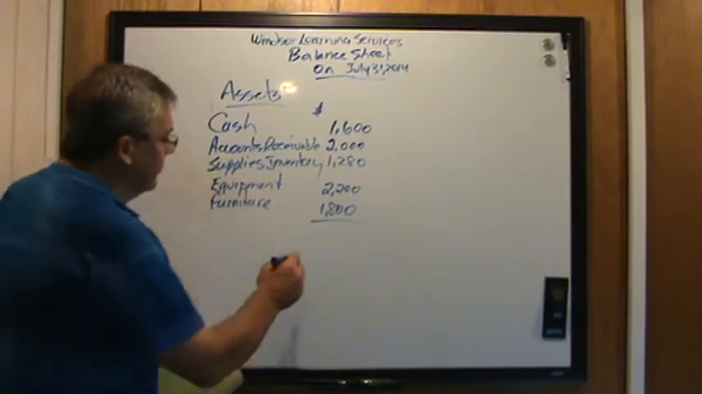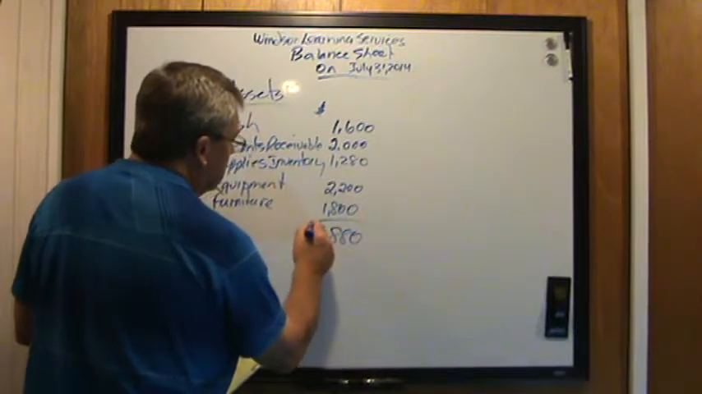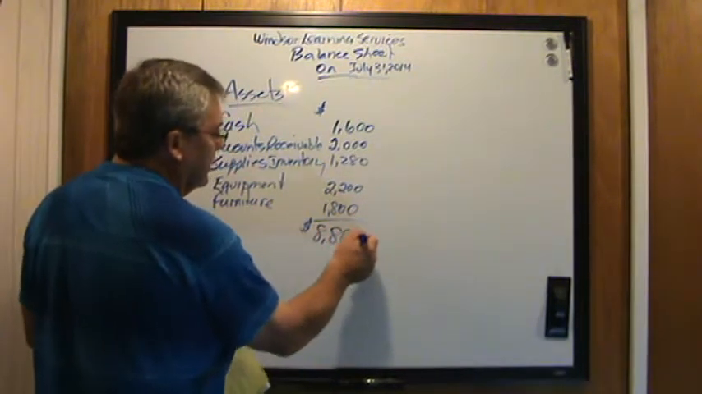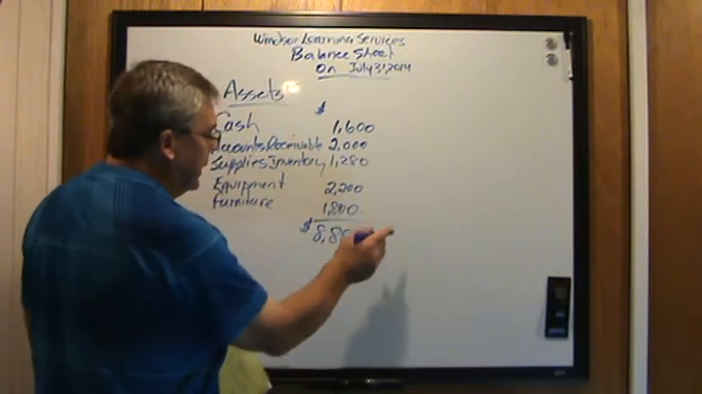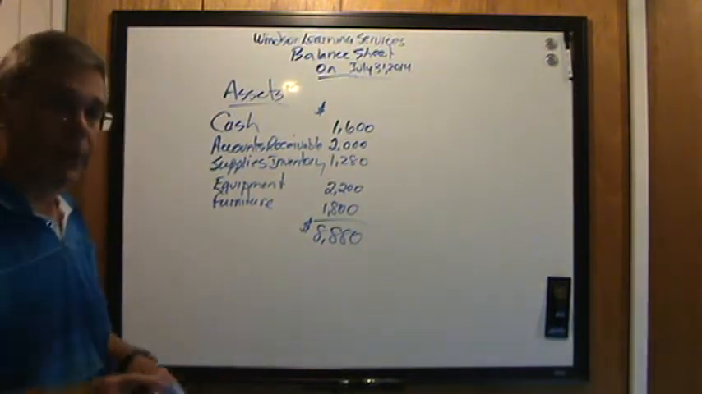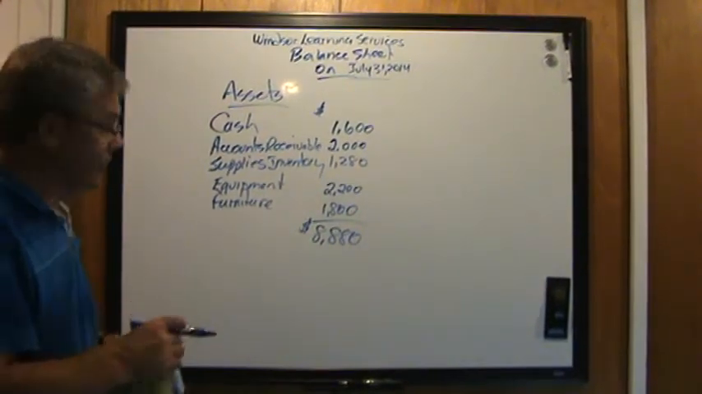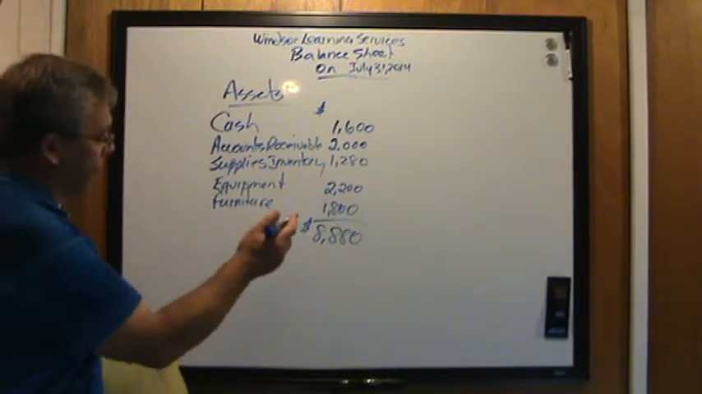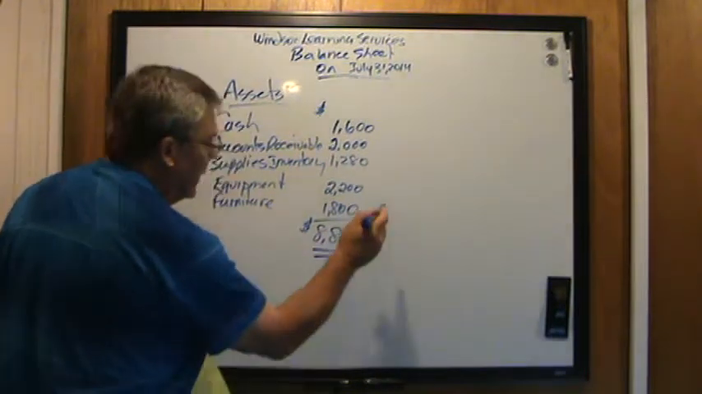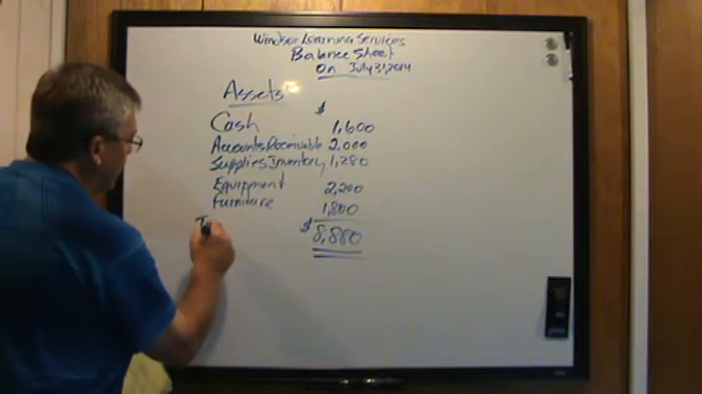So we add those up. It's $8,880. Notice there's no decimal anywhere. You never include those on the financial statements. Even if you're given them, you round to the nearest dollar, at least. This is the final asset in the asset column, so we double underline and we call it total assets.